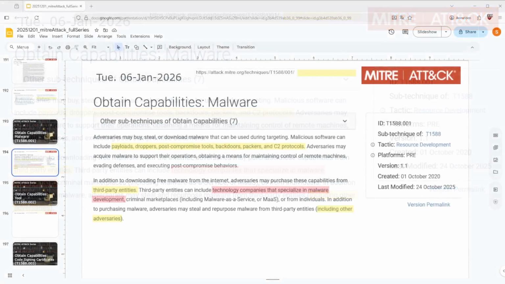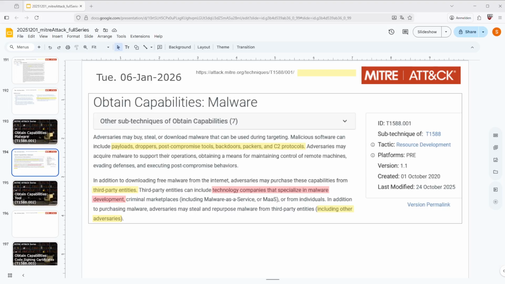So also we are in the tactic of resource development. I skipped that before. So we are always in resource development here in all of the 7 sub-techniques that we are going to cover.